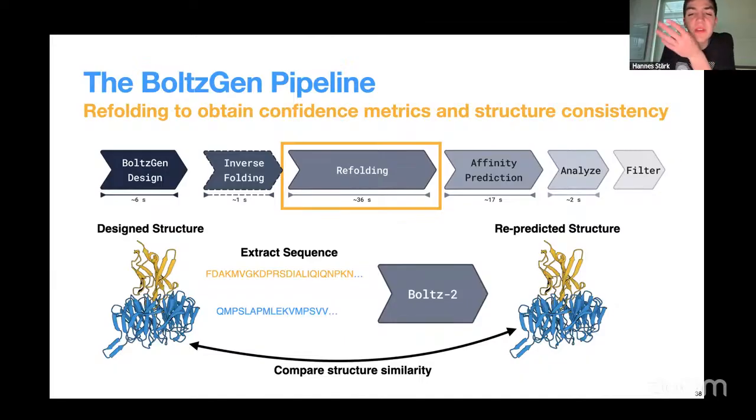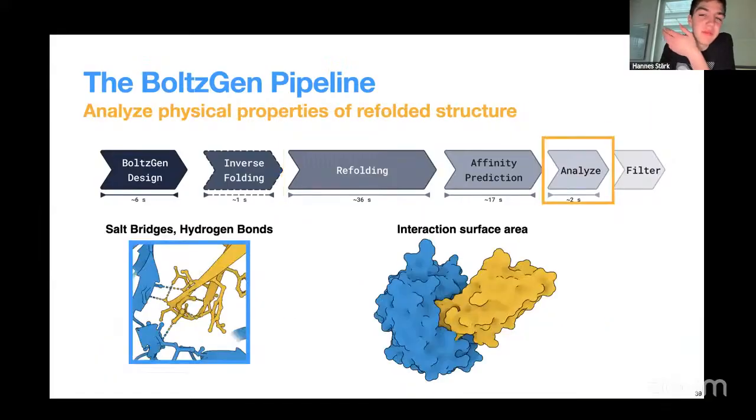And then we refold it with some structure prediction model, Boltz-2. And then we check, does the refolded structure match the structure that we designed? We hope that to be the case and use this to filter later. And then we sometimes compute an affinity prediction with a computational model, which I'm skipping here now.